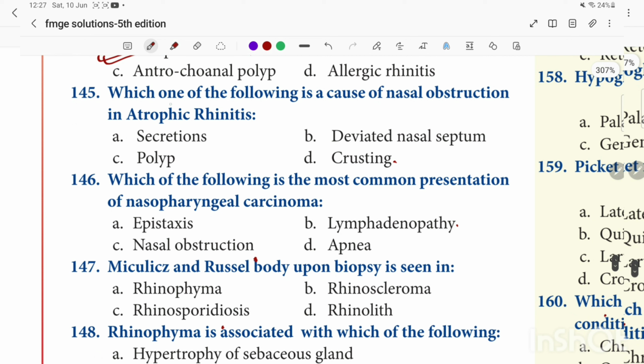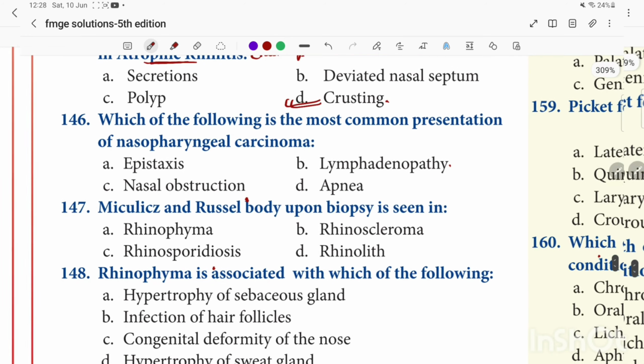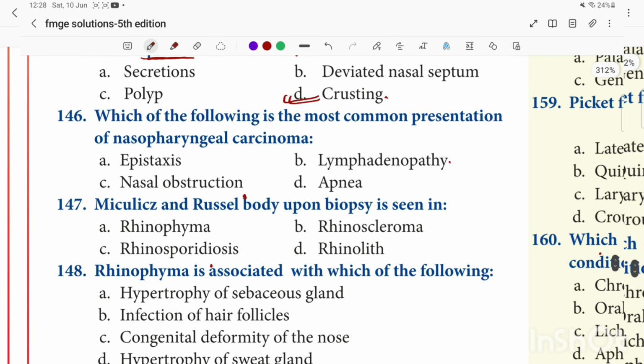Which of the following causes nasal obstruction in atrophic rhinitis? Crusting is the cause of nasal obstruction in atrophic rhinitis. Which of the following is the most common presentation of nasopharyngeal carcinoma? Neck swelling and lymphadenopathy.